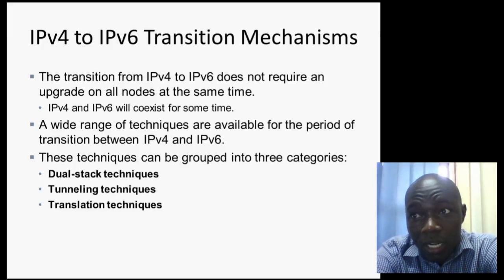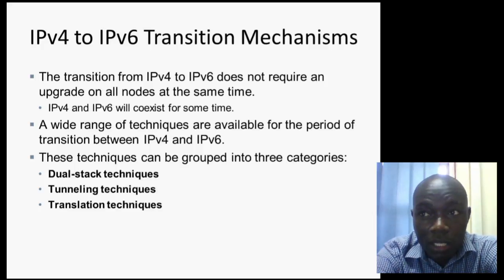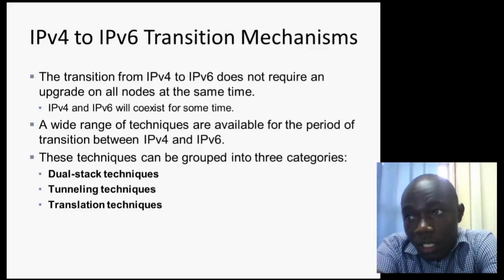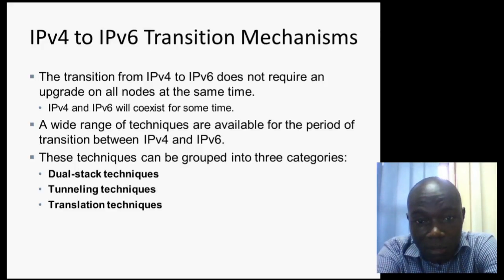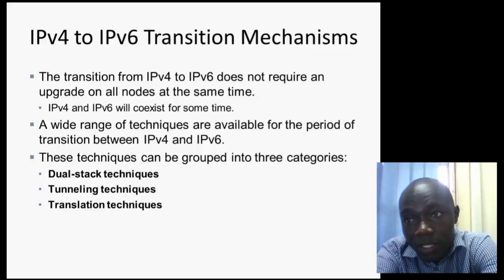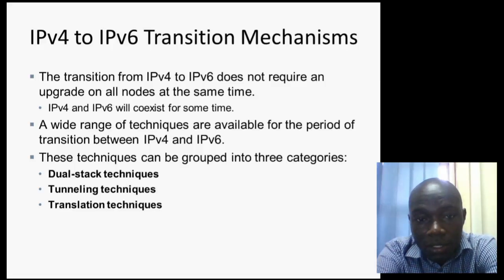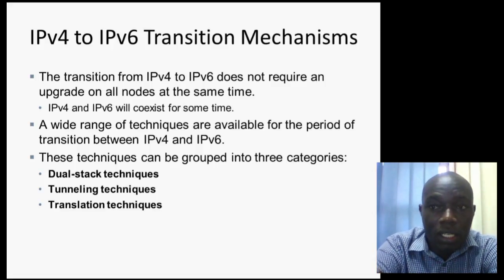Ideally, IP version 4 and IP version 6 can coexist for some time. There are a wide range of techniques that are available during that time of transition from IP version 4 to IP version 6, and those transition techniques are categorized into three broad categories. The first is called dual stack technique, second tunneling technique, and third translation technique.